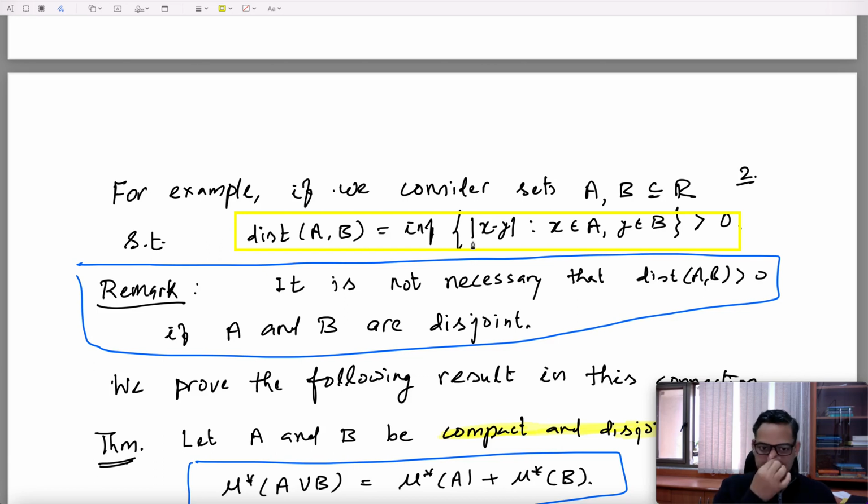So what we are saying is that these sets are not only disjoint, but they are also separated by a positive distance.